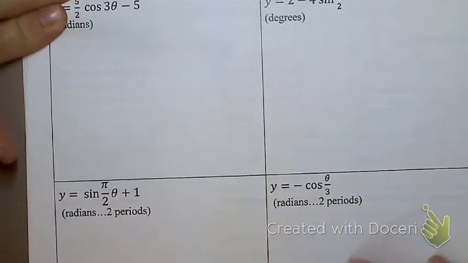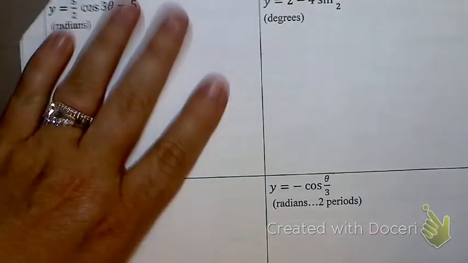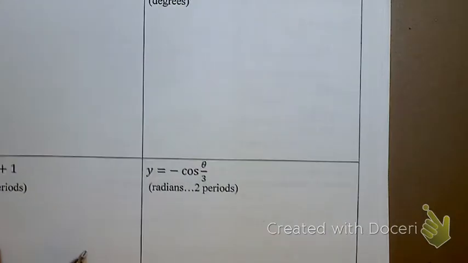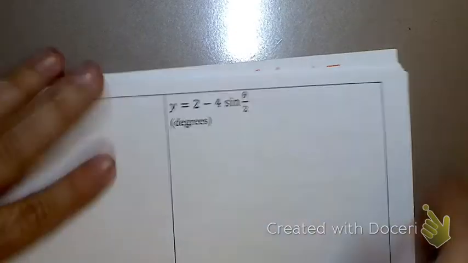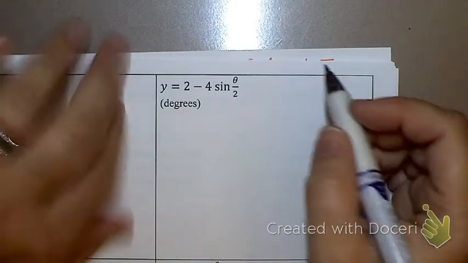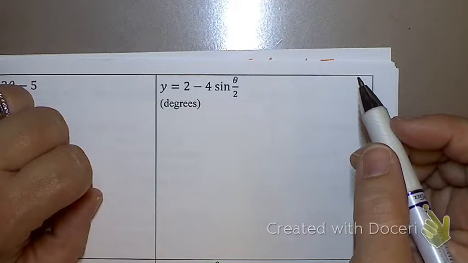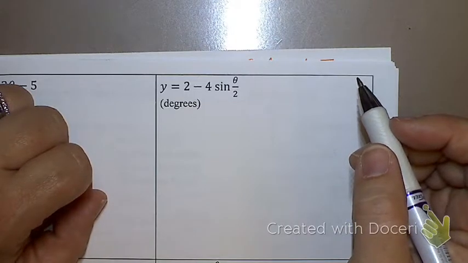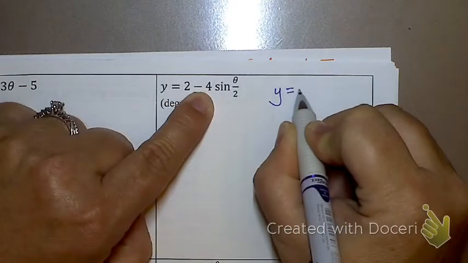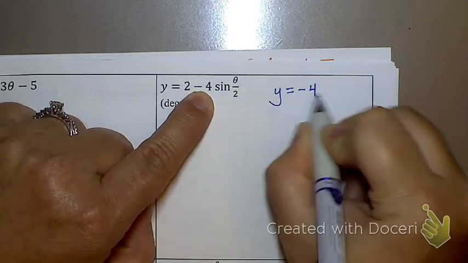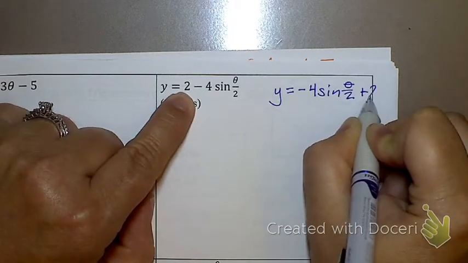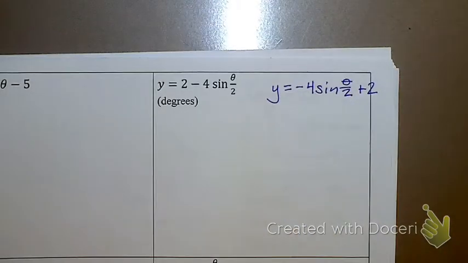All right, I'm not going to do all these, I don't think. I think I might skip ahead a little bit. I'm going to do these two. And if I have time, I'll do this guy. So let's start right here. This one is written a little bit backwards. Do you see that? What I need to read this as is negative 4 sine theta over 2 plus 2. That's what I need to read it as.